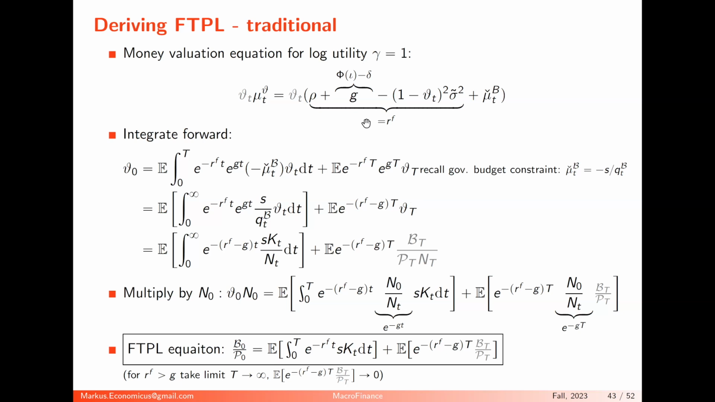So that's why I can use this. I just add the growth rate of the economy and subtract the growth rate of the economy, and then use this as the risk-free rate. Then I get this expression. Then I essentially get the traditional FTPL equation.